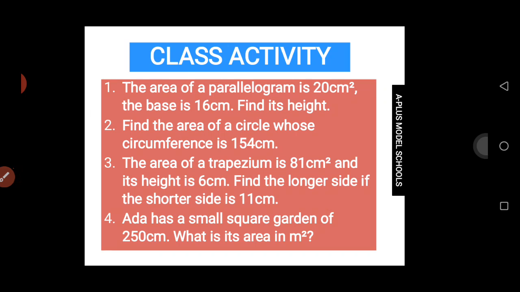Then question 3, the area of a trapezium is 81 centimeters square and its height is 6 centimeters. Find the longer side if the shorter side is 11 centimeters. Then number 4, Ada has a small square garden of perimeter 250 centimeters. What is its area in meter square? Here you are also given the perimeter of the square. Look for the length of the square, then look for the area. Calculate the area. Once you get the area, then convert your answer to meter. Let me give you a clue. Don't forget that 100 centimeters is equal to 1 meter.